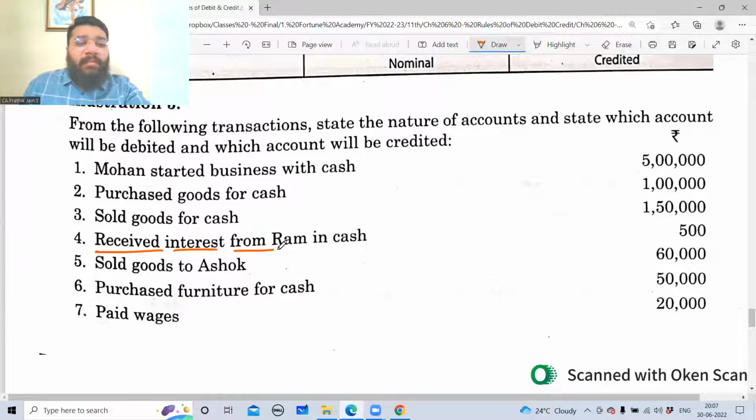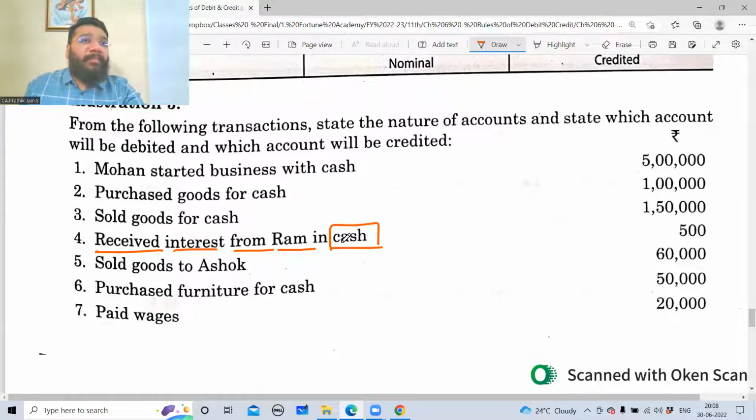Receive interest from Ram in cash. So interest is one option, Ram is another option, cash is another option. It is a credit transaction? Cash transaction. Credit transaction. Cash दिया है तो credit transaction. So cash transaction. Cash transaction.